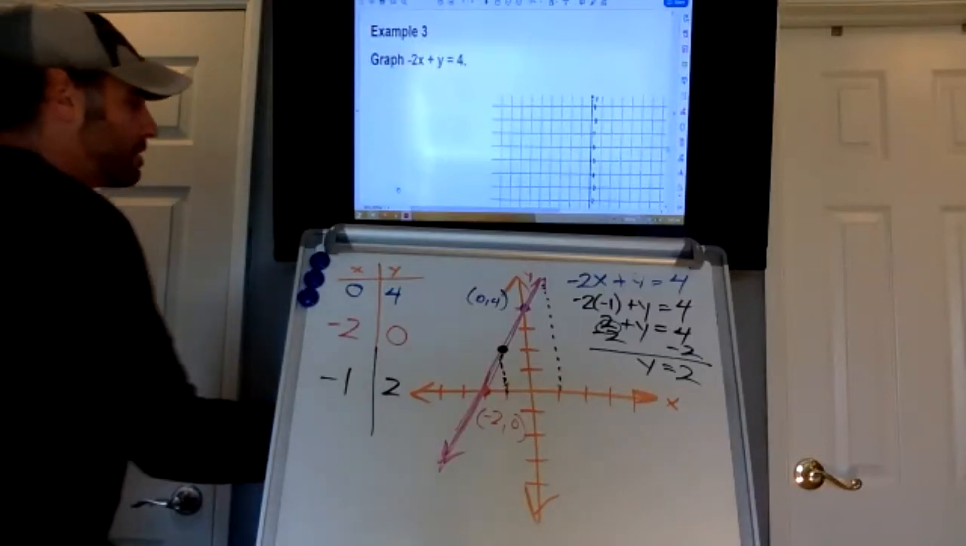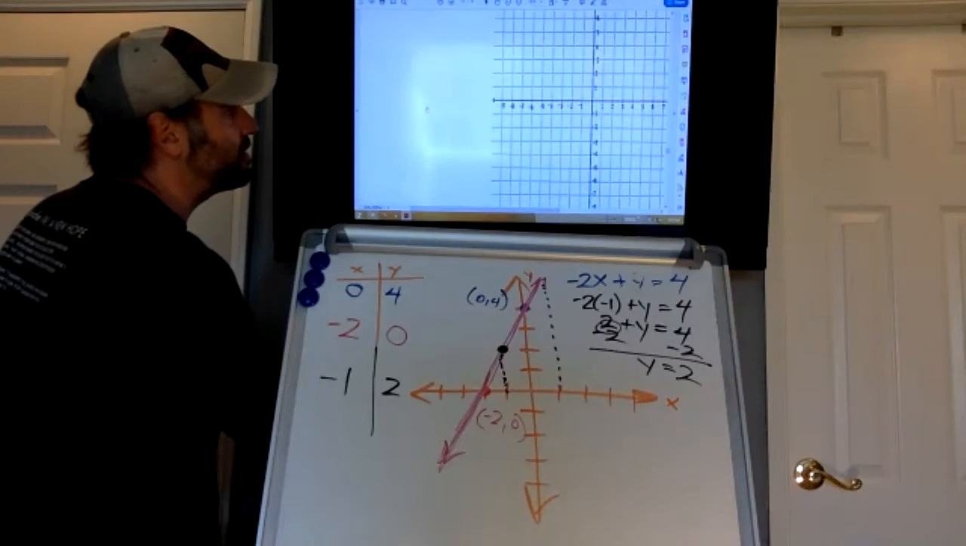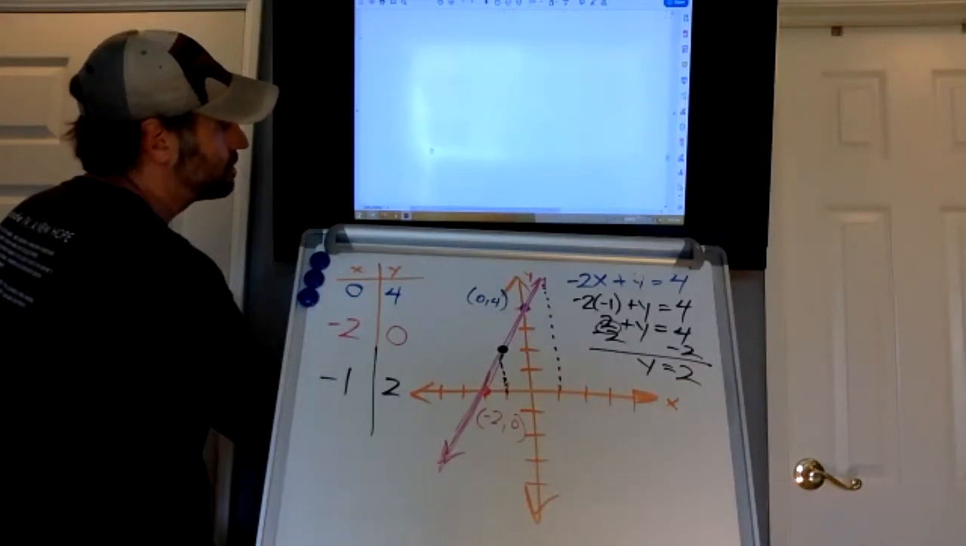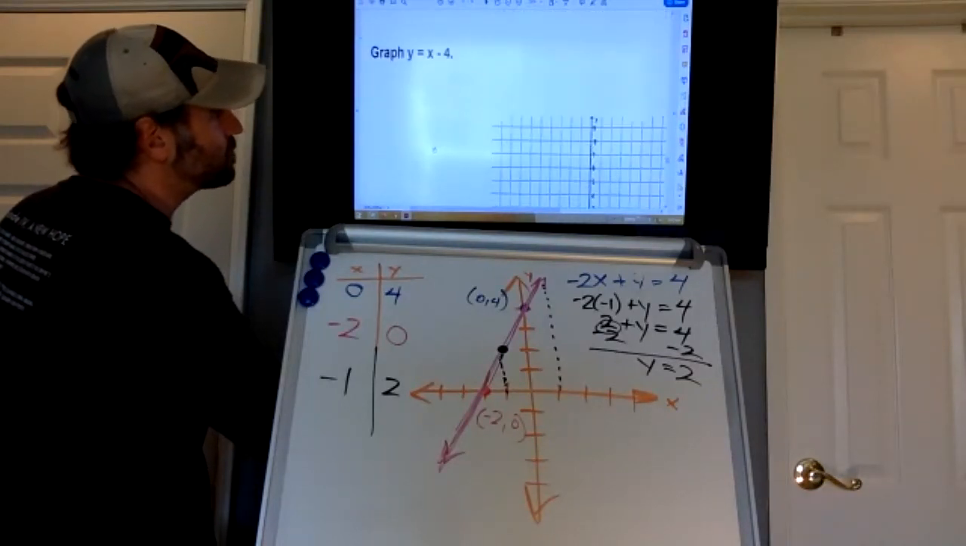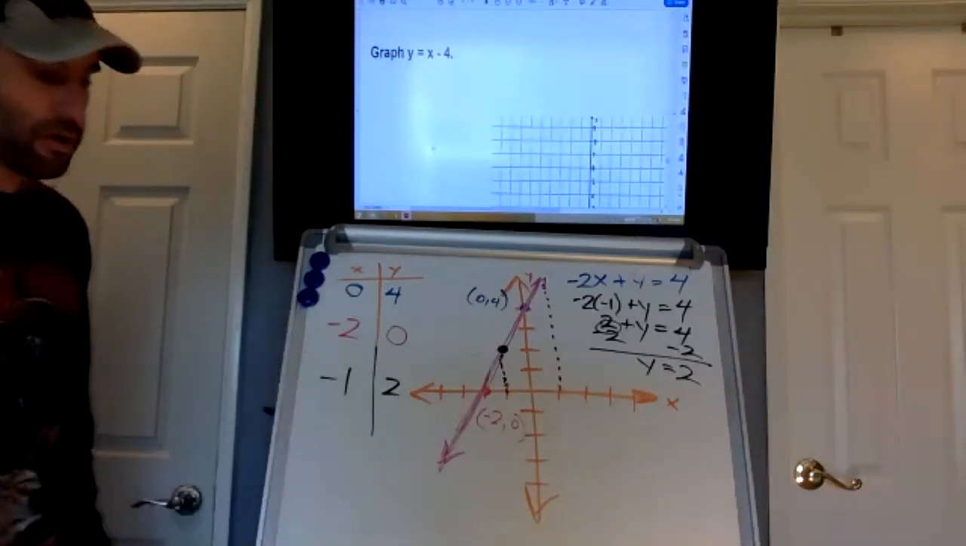All right. Shall we try another? Yes. Okay, graph this one. Y equals x minus 4.